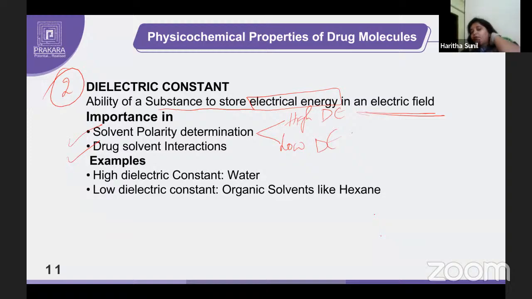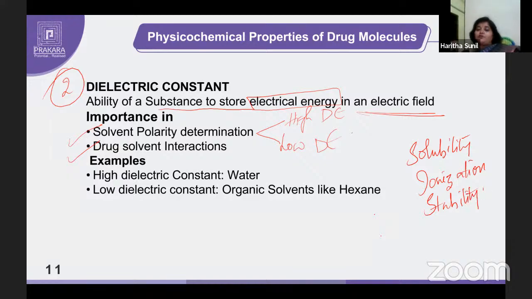Because here the dielectric constant influences the solubility, ionization, as well as the stability of the drug molecules. So when it is affecting the three major properties of the drug molecule, it is always important in knowing what its drug solvent interaction is. Like for example, weak acids and bases ionize better in polar solvents like water, which enhances their solubility. So the examples we have for high dielectric constant is water, and low dielectric constant is hexane, right?